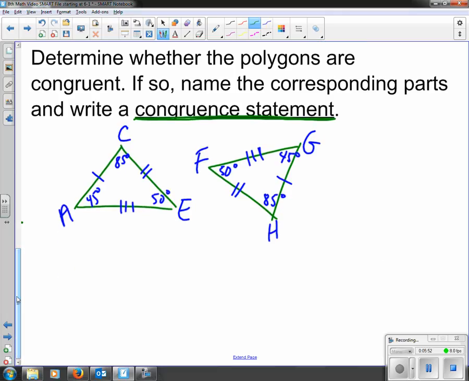Are they congruent? Are your polygons, in this case your triangles, triangles are polygons, are they congruent? Let's see. It happens to be rotated around here, but this F, G, and H, well, let's see. Angle A is congruent with angle G, good. Angle C is congruent with angle H, and angle E is congruent with angle F. So far, yes. Let's see.